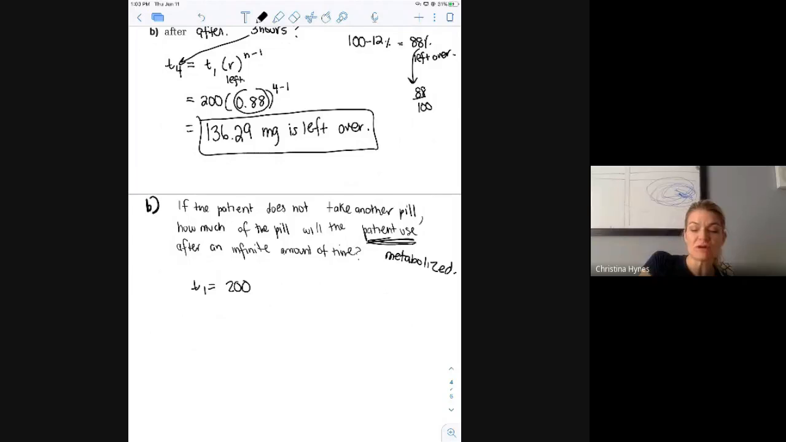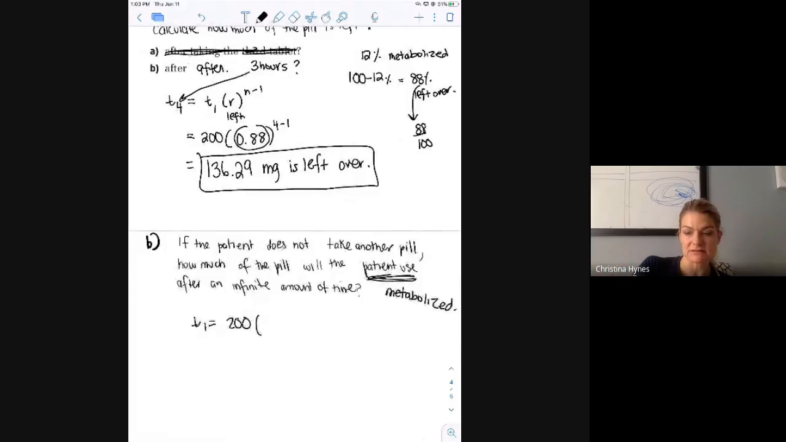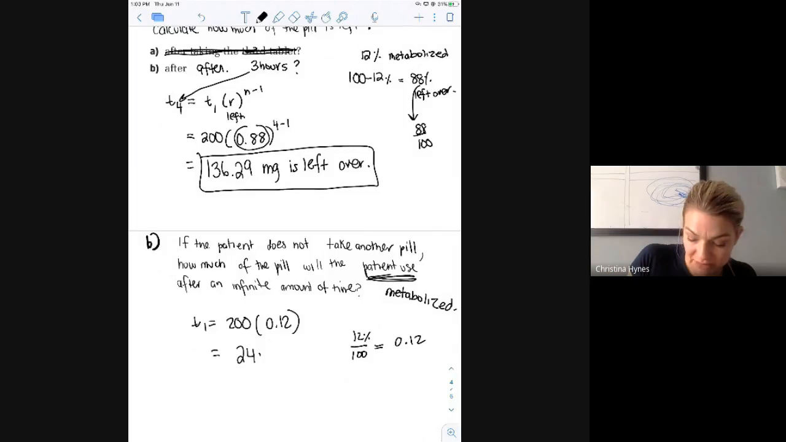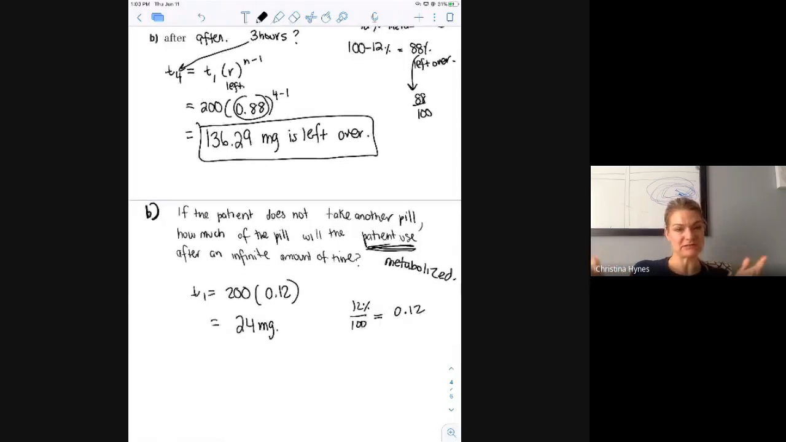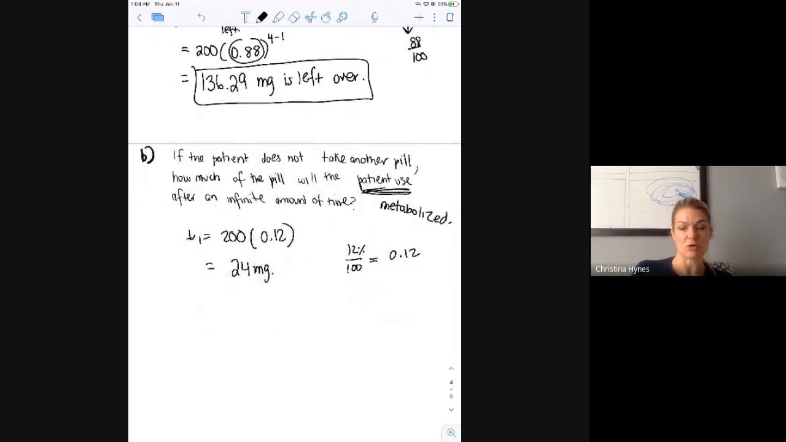So we know that 200 milligrams of pill has been ingested. And for metabolized, we're going to use that 12%. So 12%, if you divide that by 100, you get 0.12. So you're going to multiply it by 0.12, and that's going to be what the body used right there. So 200 times 0.12 gives us 24 milligrams. So in 1 hour, we've used 24 milligrams. Okay, so we're going to use that as our term 1 in this case.